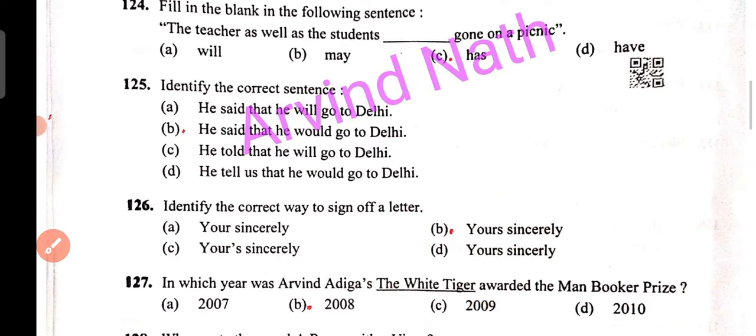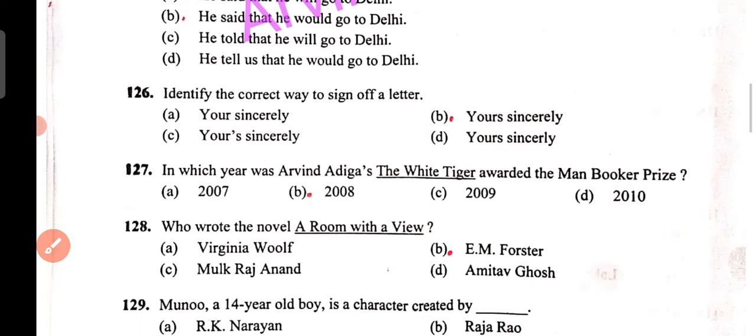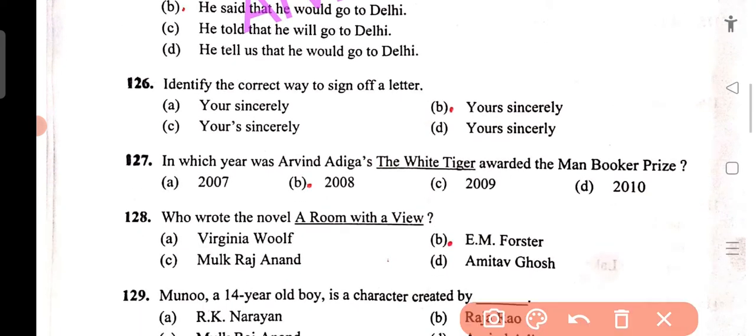Now the next, 127. In which year was Arvind Adiga's The White Tiger awarded the Man Booker Prize? 2008. Who wrote the novel A Room with a View? Option number B will be the correct. E.M. Forster.